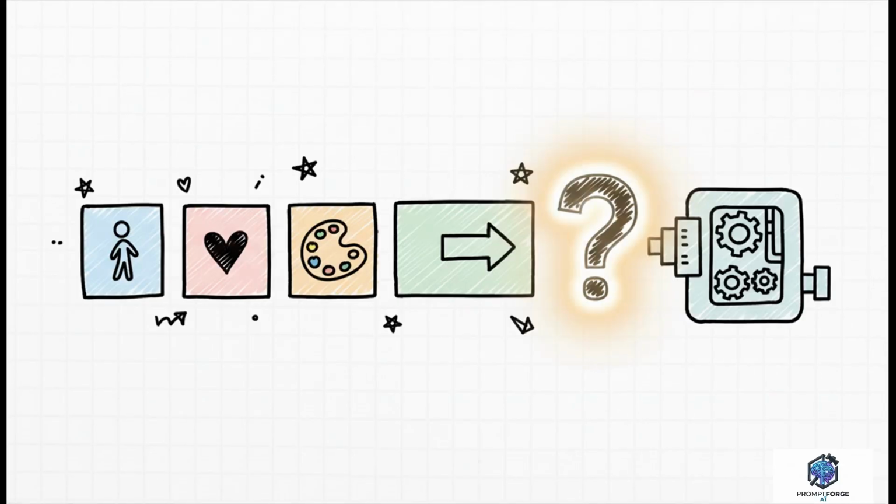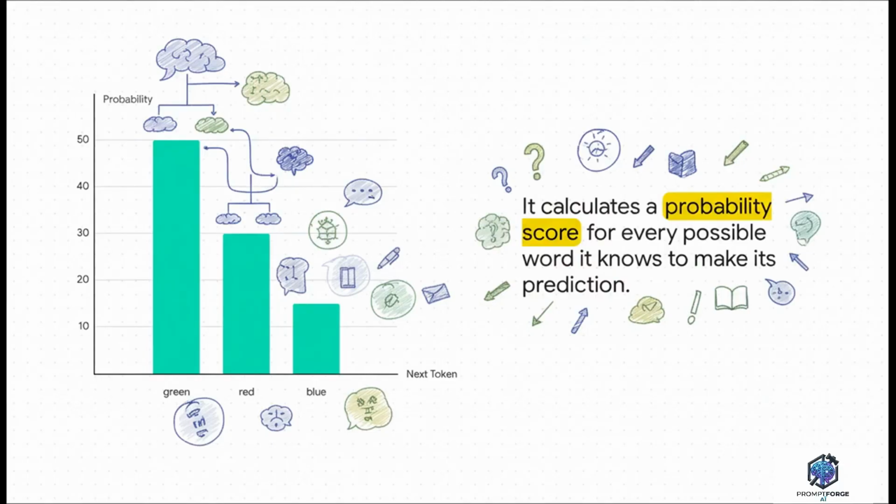Let's walk through a super simple example. Say we give the model this phrase, "My favorite color is." Right now, that model has one mission and one mission only: figure out what comes next. And it's not just a random guess. It's actually calculating probabilities for every single word in its vocabulary.